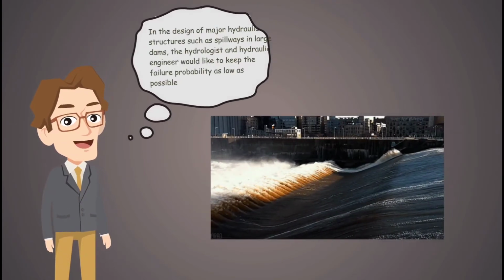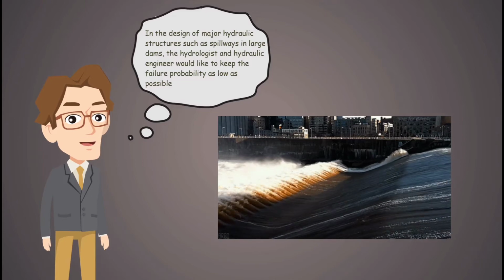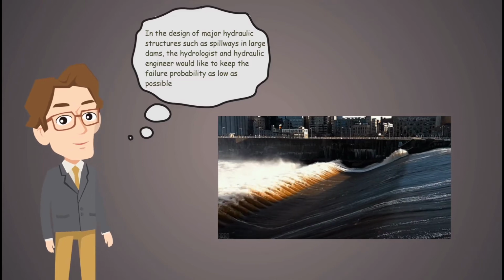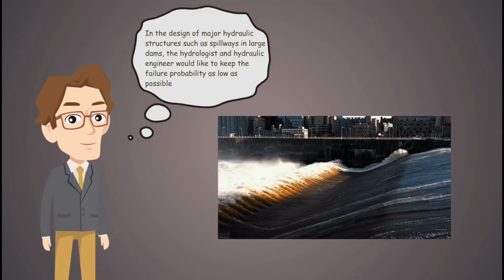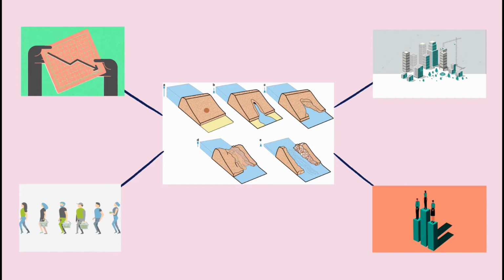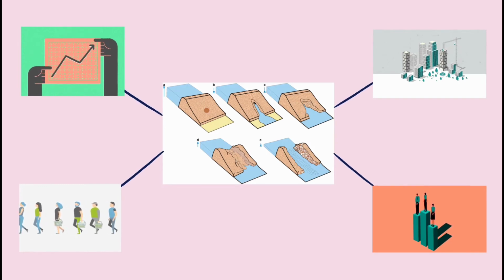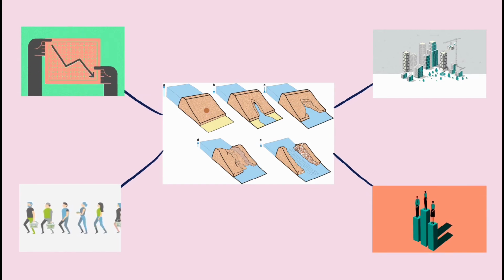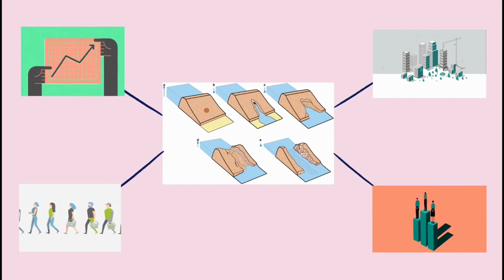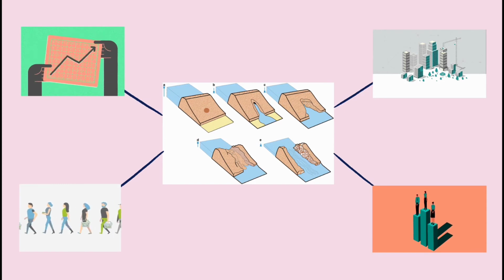In the design of major hydraulic structures such as spillways in large dams, the hydrologist and hydraulic engineer would like to keep the failure probability as low as possible. This is because the failure of such a major structure will cause very heavy damages to life, property, economy, and national morale. In the design and analysis of such structures, the maximum possible precipitation that can reasonably be expected at a given location is used.